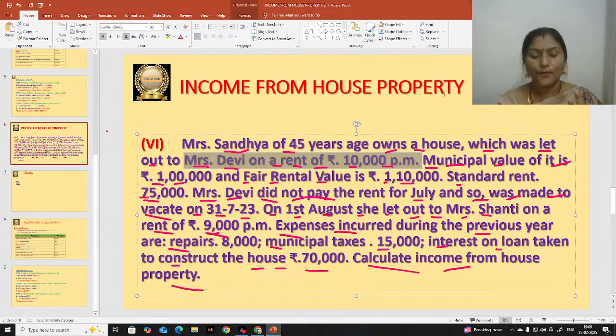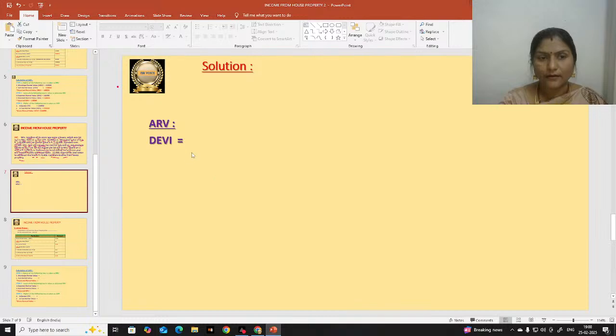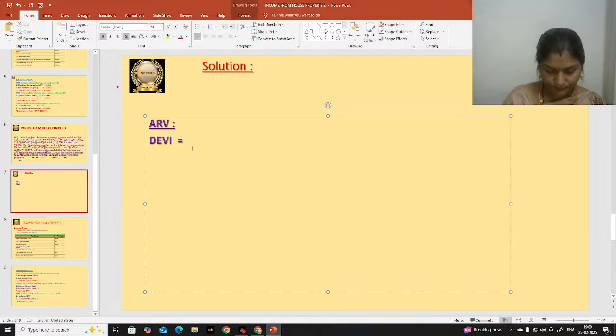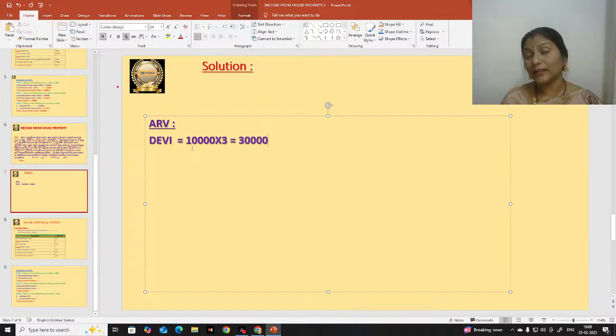So April, May, June, 3 months rent she paid. July month rent she did not pay, she vacated the house. So our owner received only 3 months rent from her. How much for 1 month? 10,000 rupees. Let us take 10,000 rupees here. So 10,000 into 3 months is equal to, we will get 30,000. So this is what actually the rent that our assessee is receiving from tenant Devi.